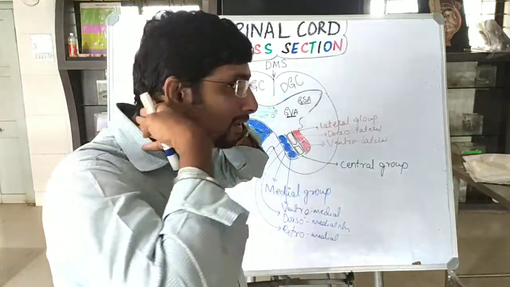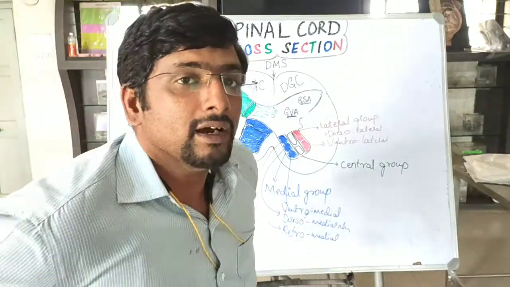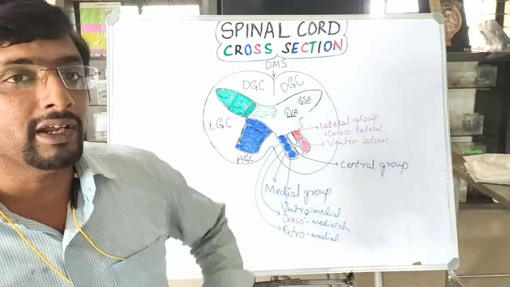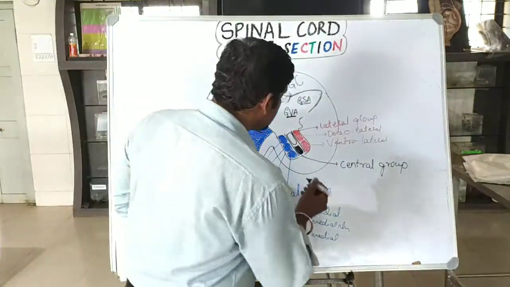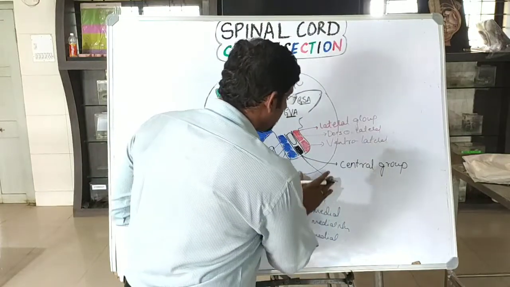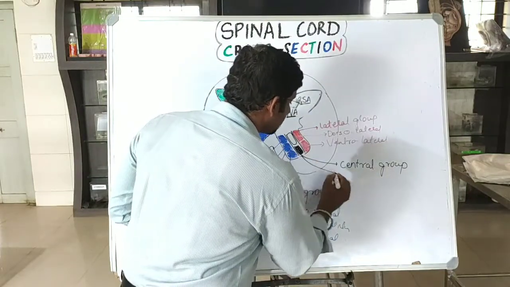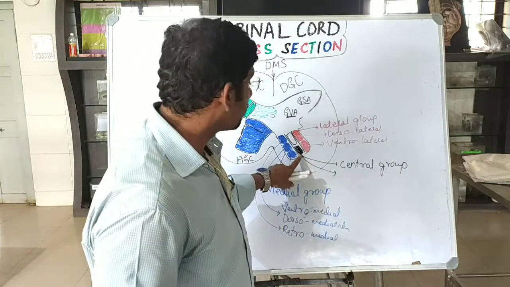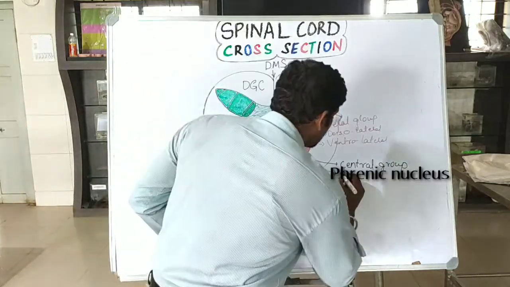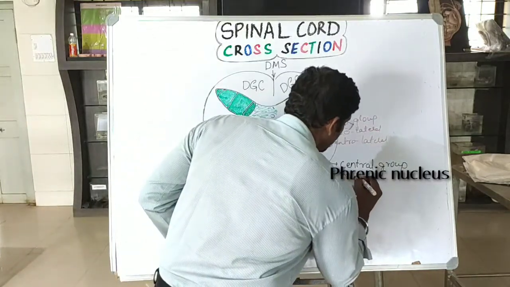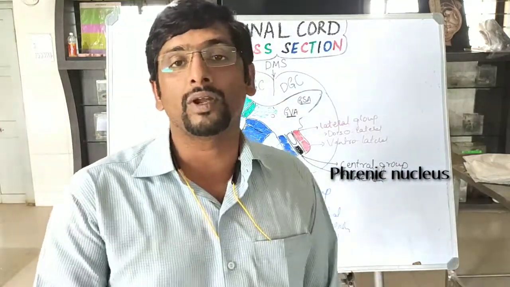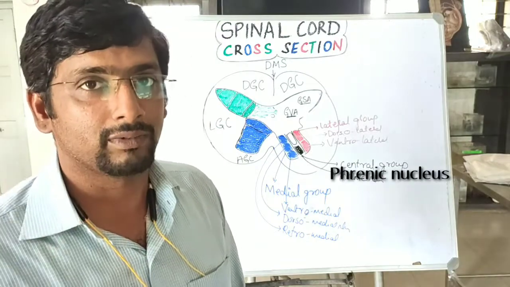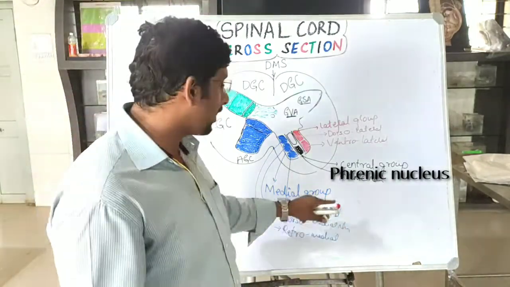They are going to supply the neck muscles and the axial muscles of the body and the trunk muscles of the body. What is this? This is a phrenic nucleus, which is going to form the phrenic nerve, right? Which is going to supply the diaphragm.